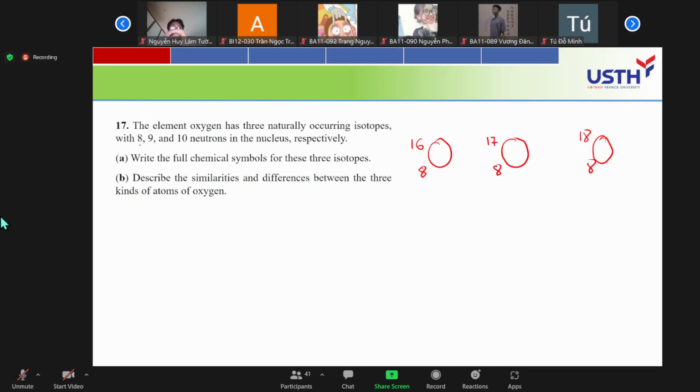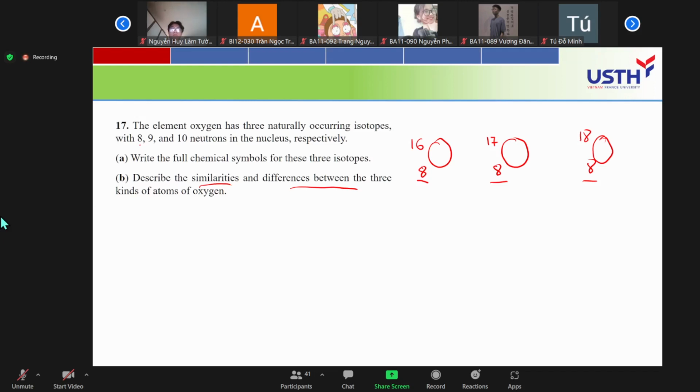Okay, so let's describe the similarity and difference between the 3 kinds of oxygen atom here. From this moment, you only have to describe the similarities, including the number of protons and number of electrons, and the difference is the number of neutrons, and also the mass, the atomic mass.